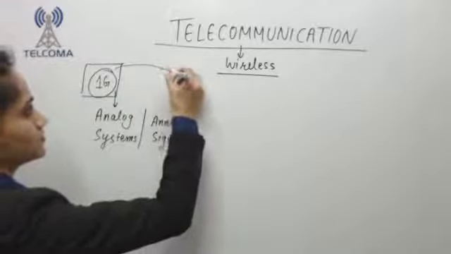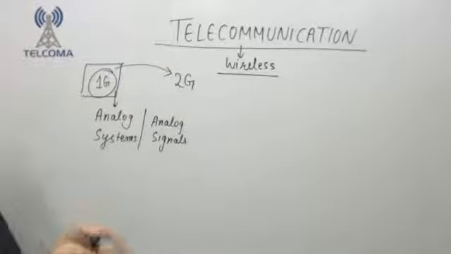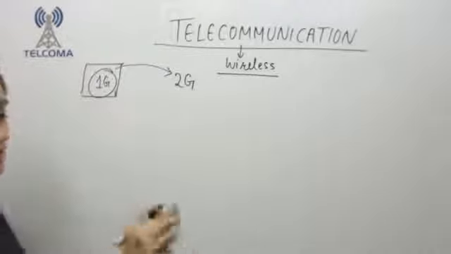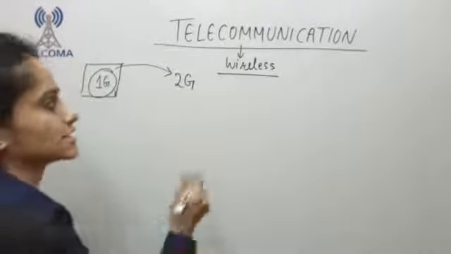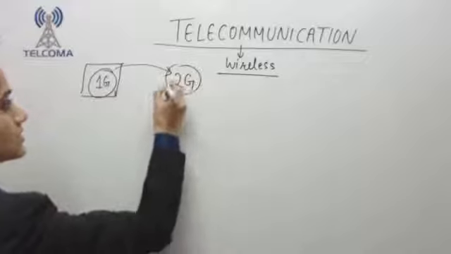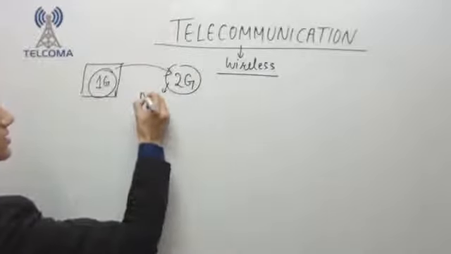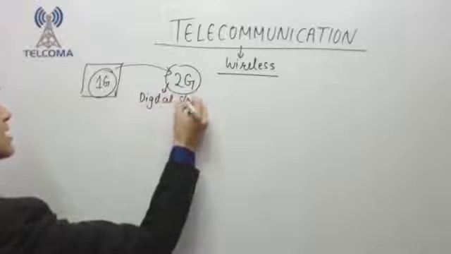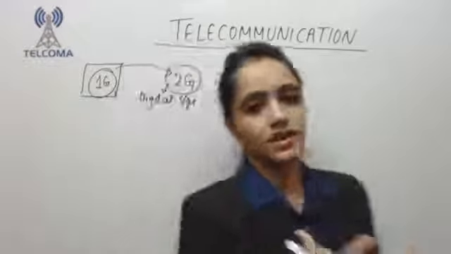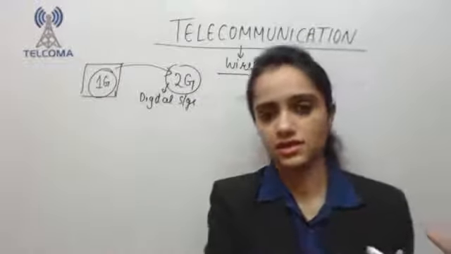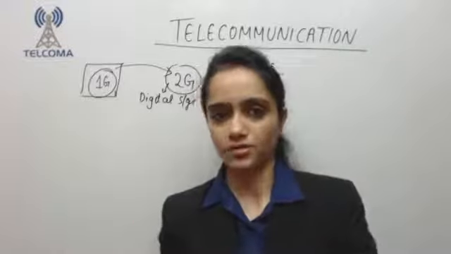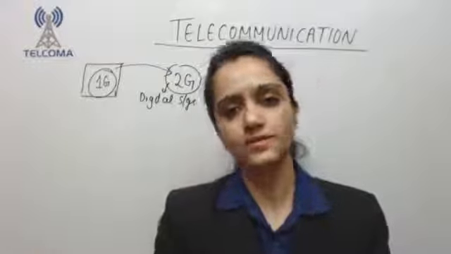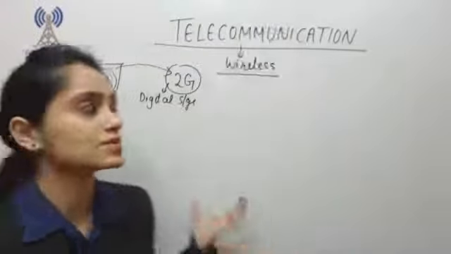After that, we have to move to the digital era. So for the digital era, we have the second generation. That means 2G is a digital technology. It uses digital signals. That means they converted analog signals to digital and digital to analog. Because digital signals are able to cover a long distance, that's why we used digital signals in the second generation.